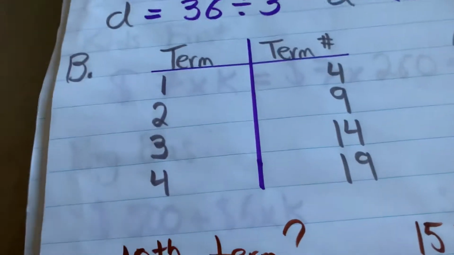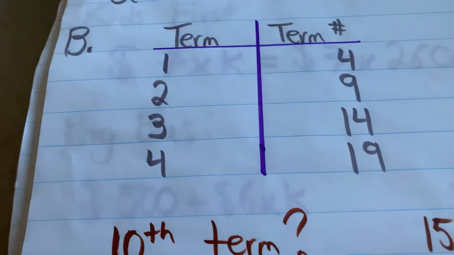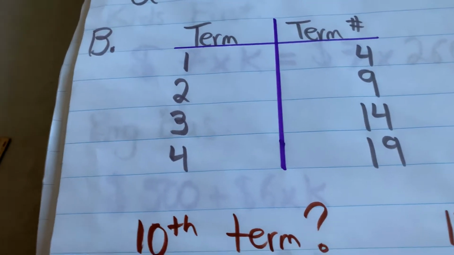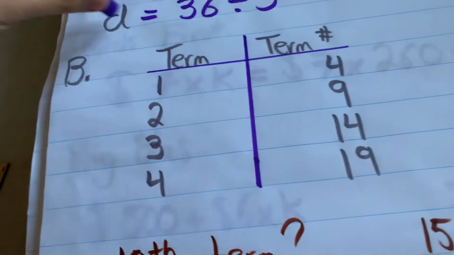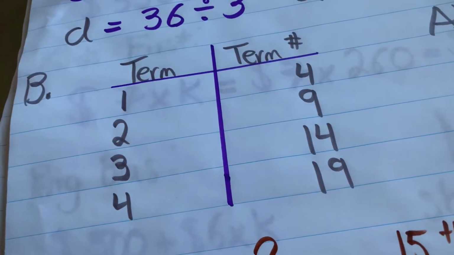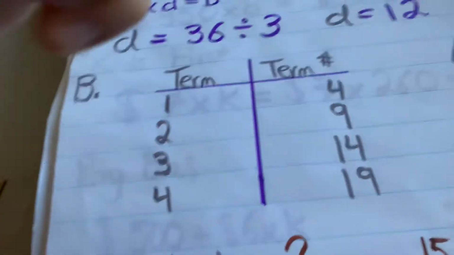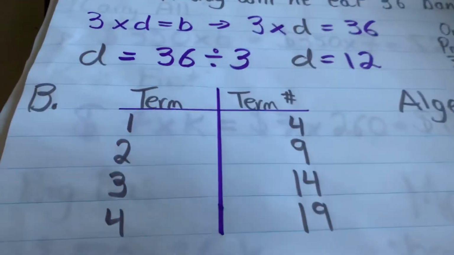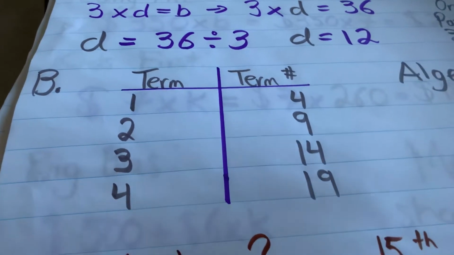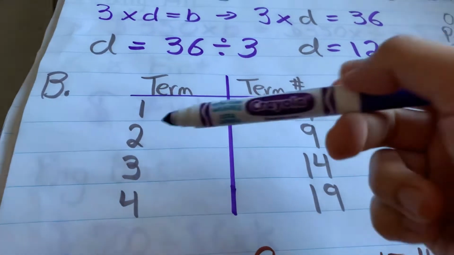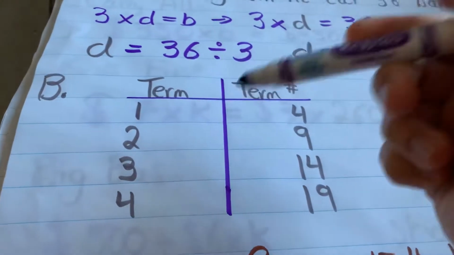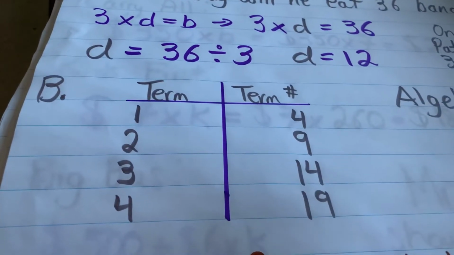So going across the chart from 1 to 4, 2 to 9, 3 to 14, 4 to 19, there could be a number that we just have to add. Let's do a little brainstorming to see if we can figure that out. Well, 1 to 4, I could just add 3. 1 plus 3 is 4, but then 2 plus 3 does not equal 9. So the answer is not term plus 3. That doesn't work.